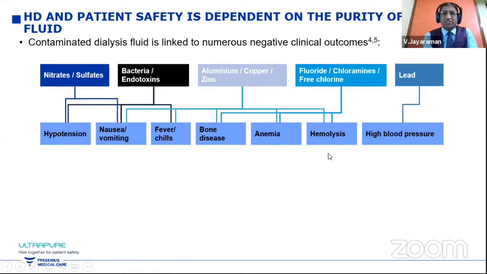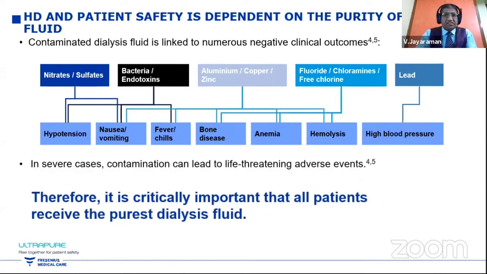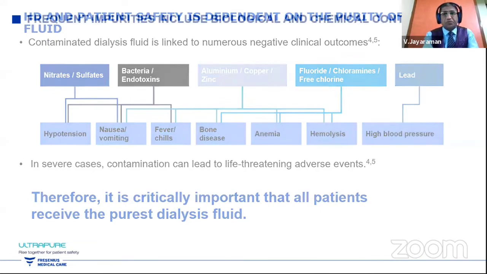it can cause hemolysis. Fluoride, chlorine, chloramines can be seen sometimes if there is a breakdown of the carbon filter, and the chlorine and chloramine can come inside. What are the causes it can cause? It can cause bone disease, it can cause anemia. Of course, commonly you can agree that it is hemolysis. What does lead do? It can increase the blood pressure. In severe cases, contamination can lead to life-threatening adverse events. Therefore, it is critically important that all patients receive the purest dialysis fluid, which is ultra-pure dialysate.